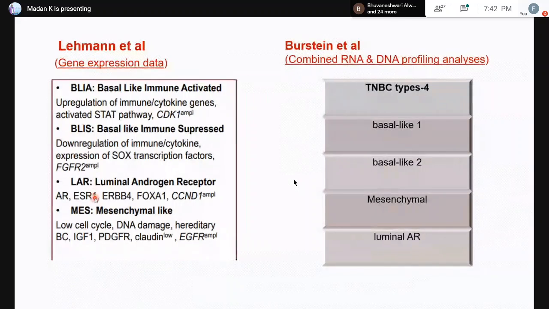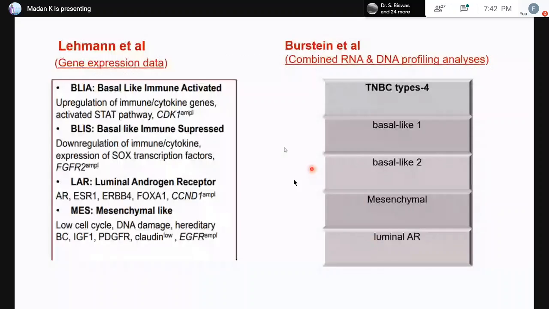And coming to the Burstein et al. classification, which was based on combined RNA and DNA profiles, this divided triple negative cases into basal-like 1, basal-like 2, mesenchymal, and luminal androgen receptor. So there was a significant overlap between both the groups.